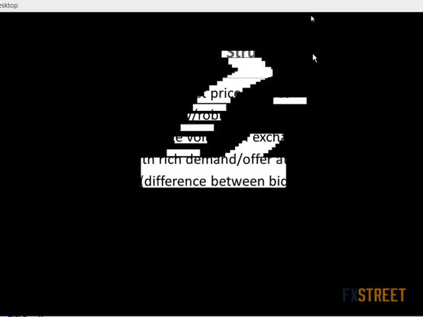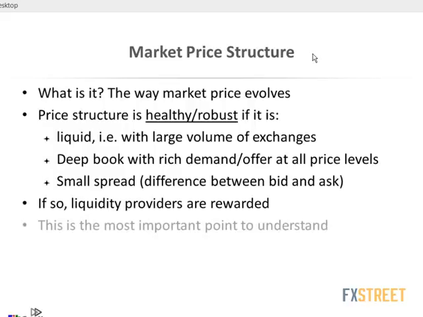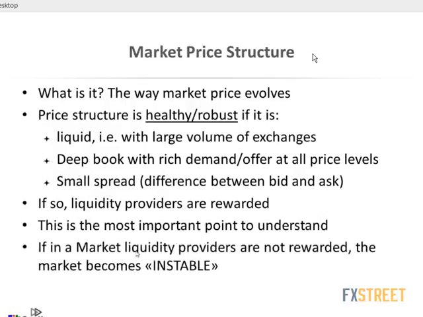Who are these liquidity providers? Liquidity providers are, as I'm going to show you, participants on the smaller time frame that provide actual volume to the participants on the highest time frame. And this is a very, very important point to understand. Always think about the liquidity provider and whether they are rewarded or not. If a market liquidity provider is not rewarded, then the market becomes unstable.